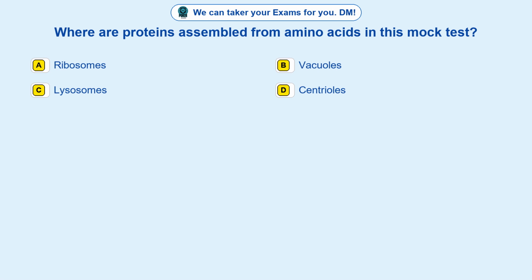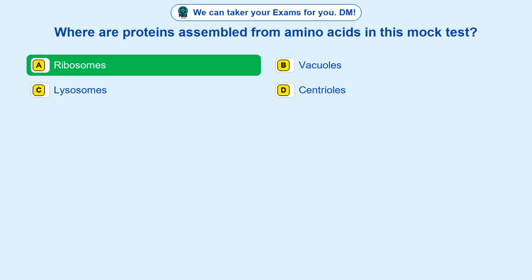Question 9. Where are proteins assembled from amino acids in this mock test? Option A, ribosomes. Option B, vacuoles. Option C, lysosomes. Option D, centrioles. The correct answer is option A, ribosomes.